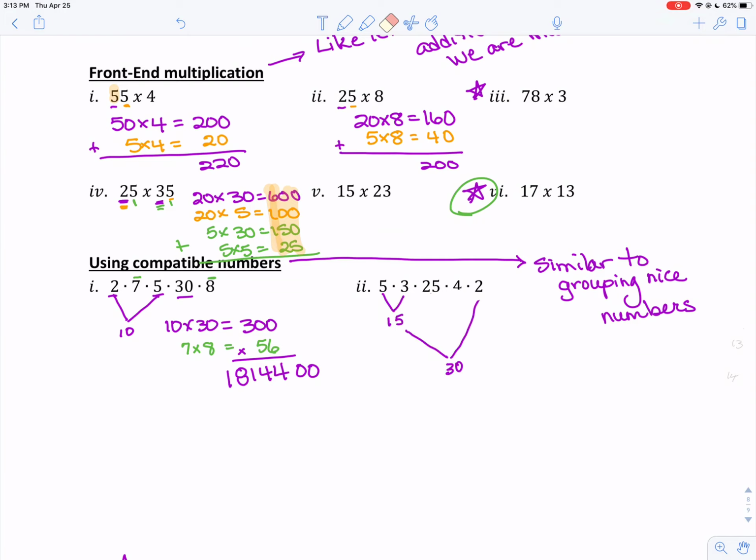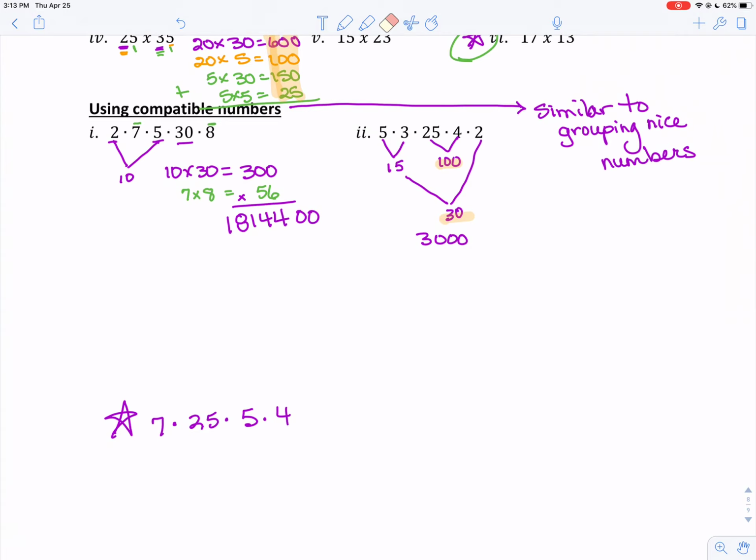I'm going to multiply the 5 times 3 to get 15. Oh, and there's a 2 over there, so I could multiply them all together and get 30. Then we also have 25 times 4, which is 100. Now 100 times my 30 will give us our 3,000. I'd like for you to use compatible numbers to multiply those 4 numbers together.